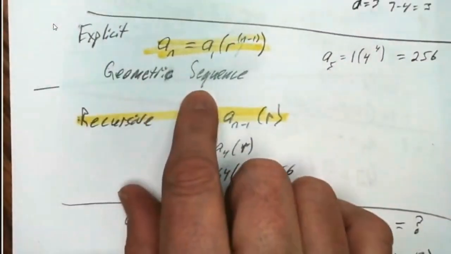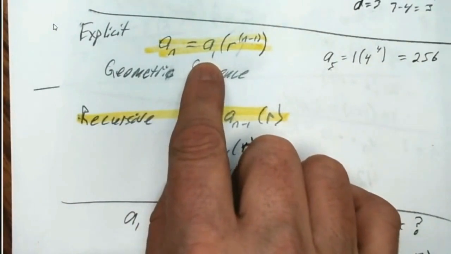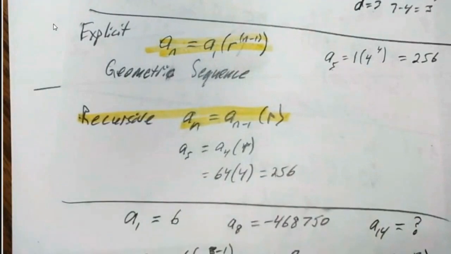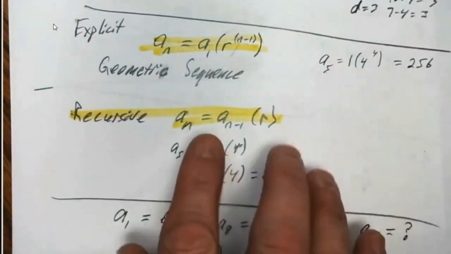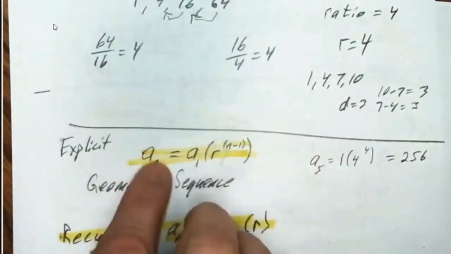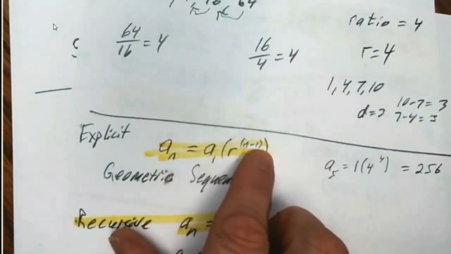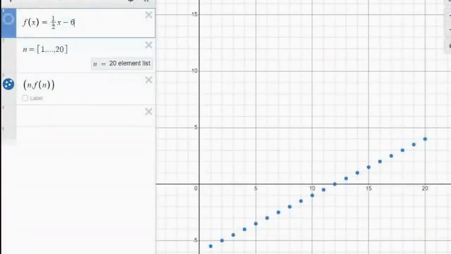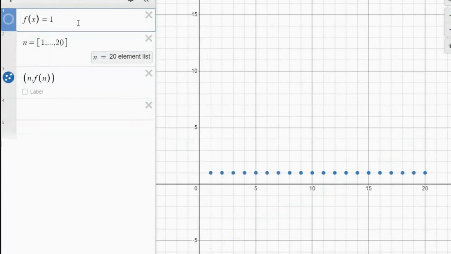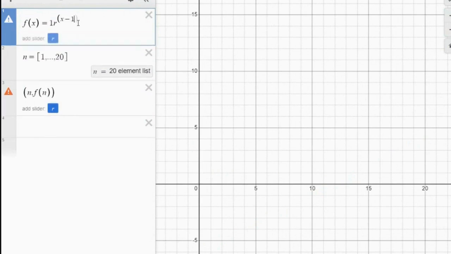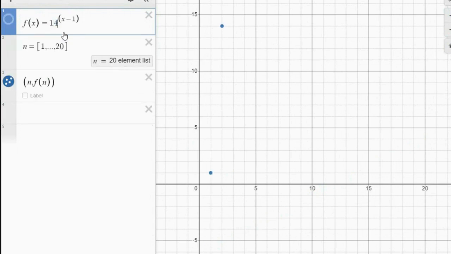The geometric sequence: a1 times r to the n minus 1. So let's start with the sequence. We had 1, 4, 16, 64. So that a1 would be 1, so I don't need that. We just need r to the n minus 1. So let's do that. If we said it's 1 times r to the parentheses x minus 1. Oh, not r. The r was 4.